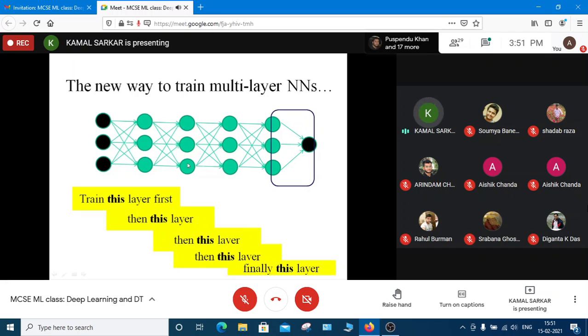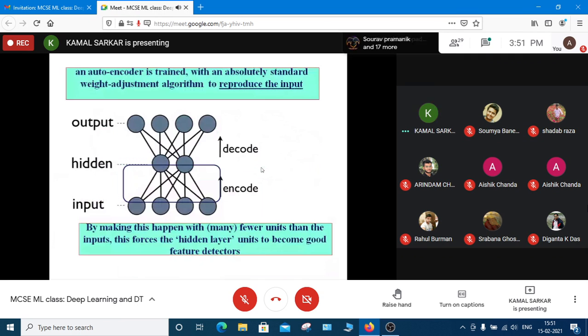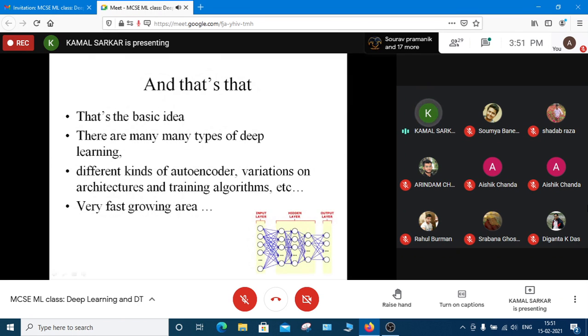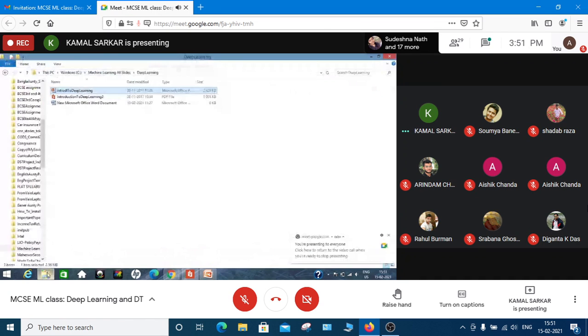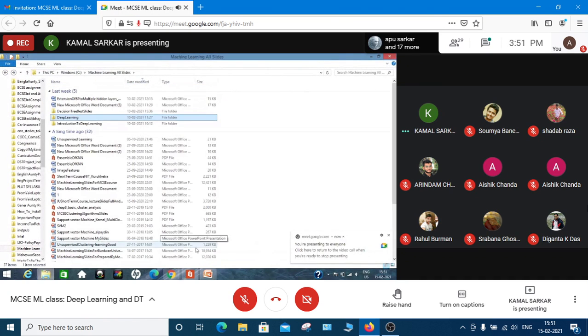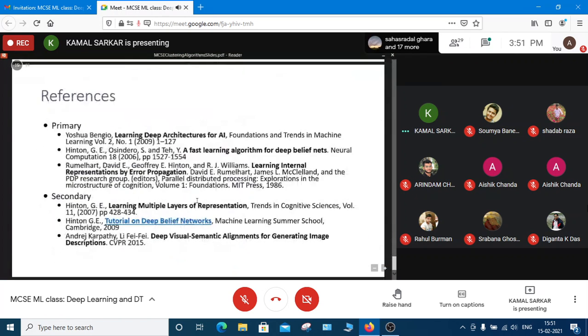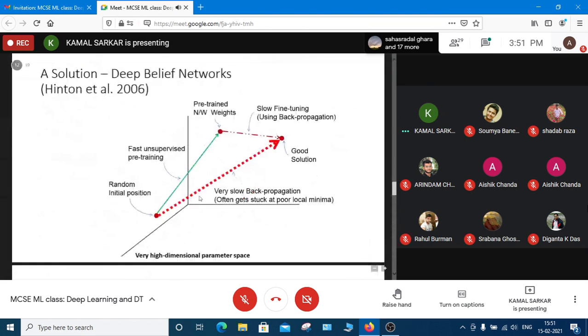This is how the gradient vanishing problem can be handled to some extent, and the performance of the deep neural network will improve. This solution gave rise to what is known as deep networks, and this greedy layer-wise training is known as pre-training.